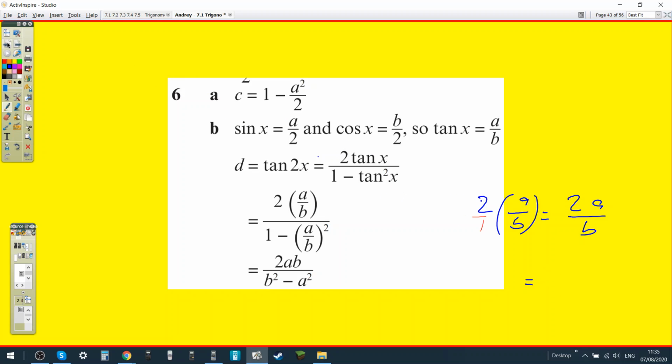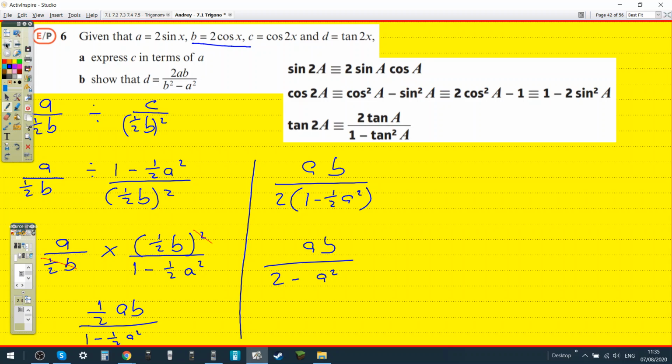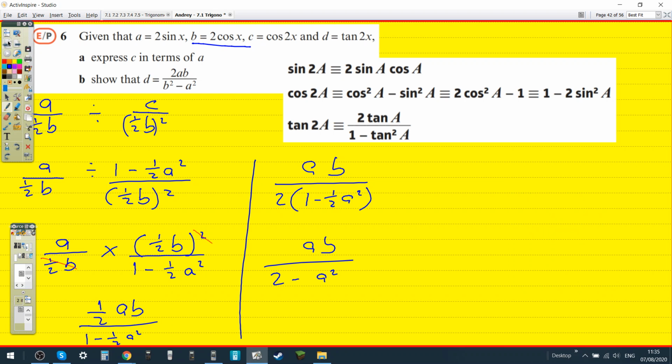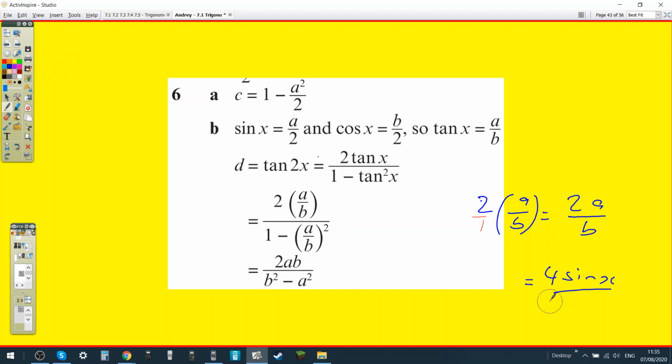A was 2 sine x. So that would be 4 sine x. And B was 2. That's some magic. How am I supposed to... They wrote an unsimplified fraction. Come on, Bookie, don't do that to me. Okay, not the easiest question. How are we supposed to know this?